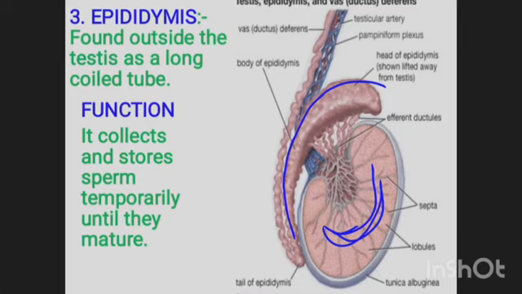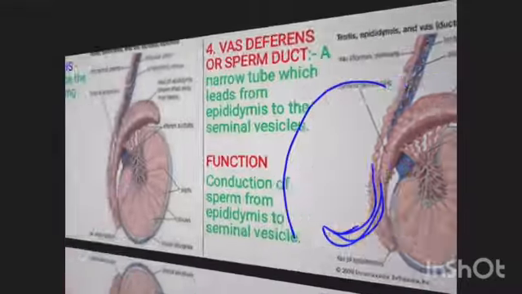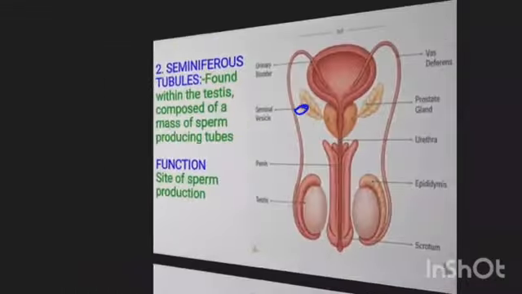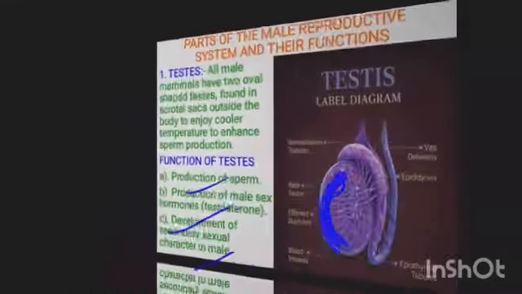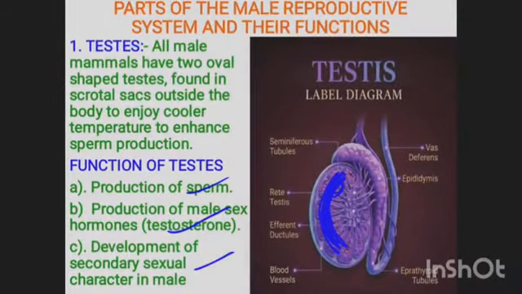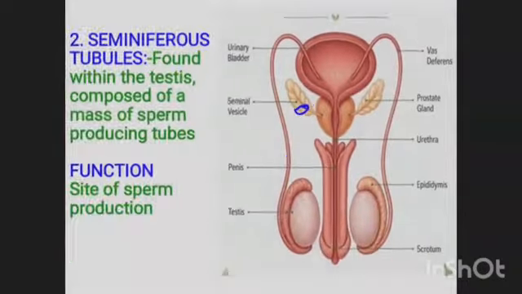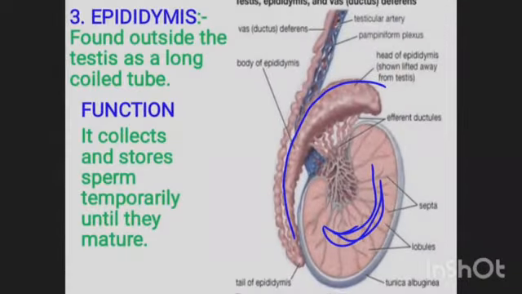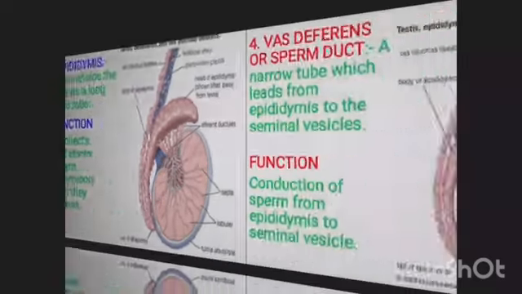So once the sperm is produced in the testis, which is right here, what happens next is that the epididymis stores the sperm temporarily until they mature. That's the function of the what? Epididymis. Let's look at the next one we have.